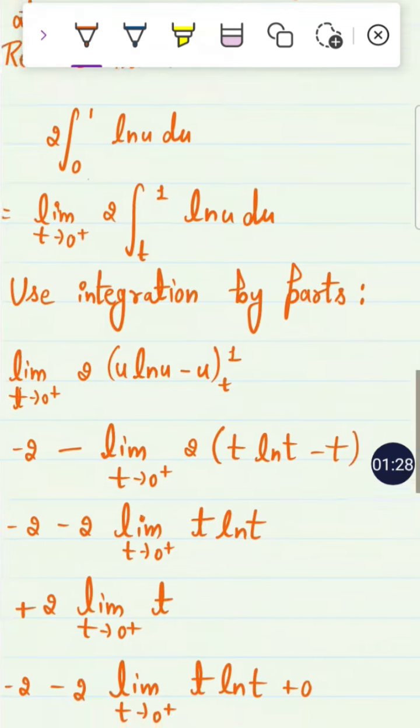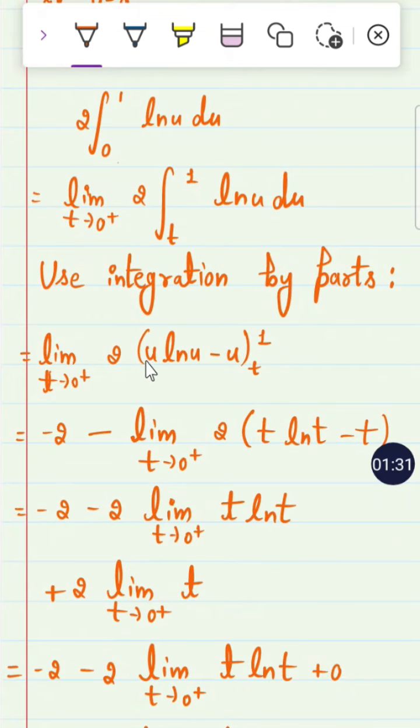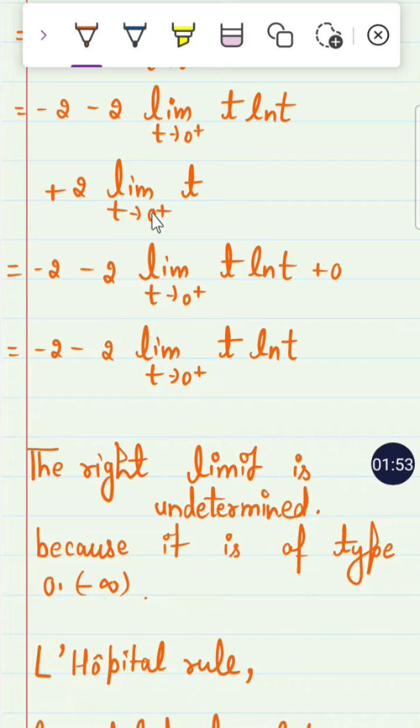Now let us integrate it. Integration by parts: u log u minus u, from t to 1. When the limit of t is 0 plus, so minus 2 minus limit t tending to 0 plus 2 t log t minus t. This will become plus 2 limit t tending to 0 plus t. This limit is 0 and only left out is this, but it is also in indeterminate form because t log t, the limit of t is not defined. So this is of the form 0 times minus infinity type indeterminate form.